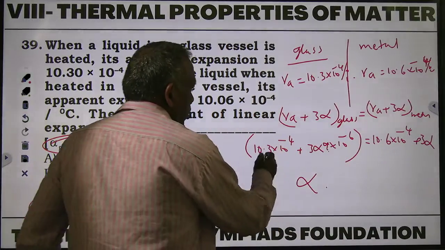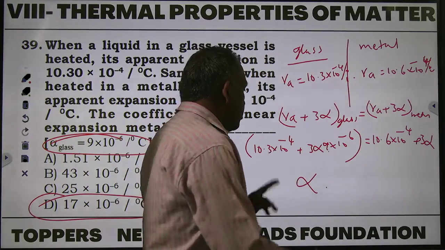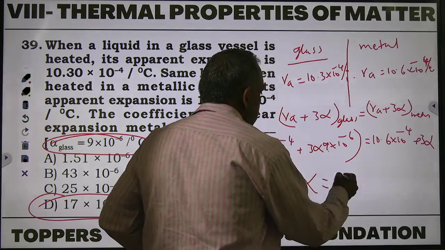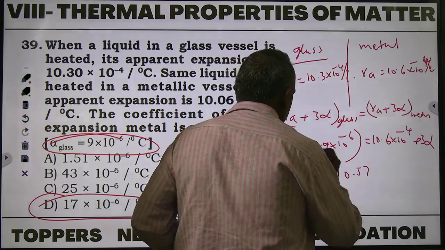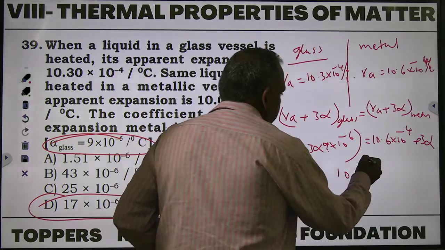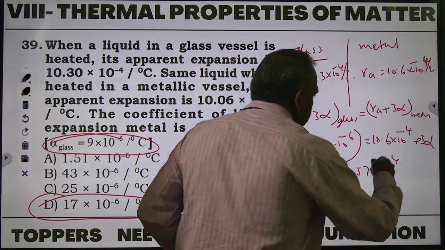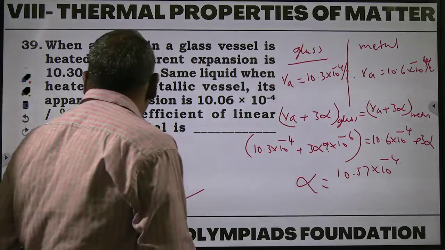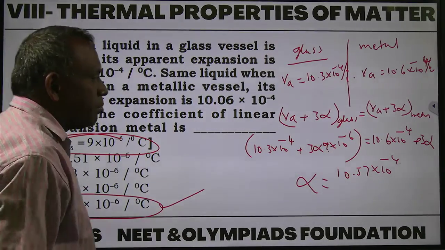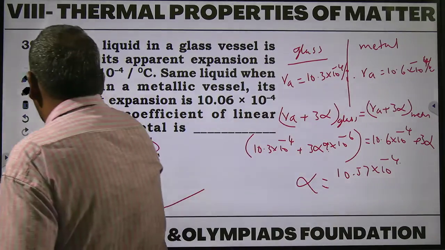You add 0.27 to 10.3, which becomes 10.57. So 10.57 into 10 power minus 4, minus 10.6, you have to subtract that. Then you are going to get the value 17 into 10 power minus 6 per degree centigrade. In this way you can solve these problems.